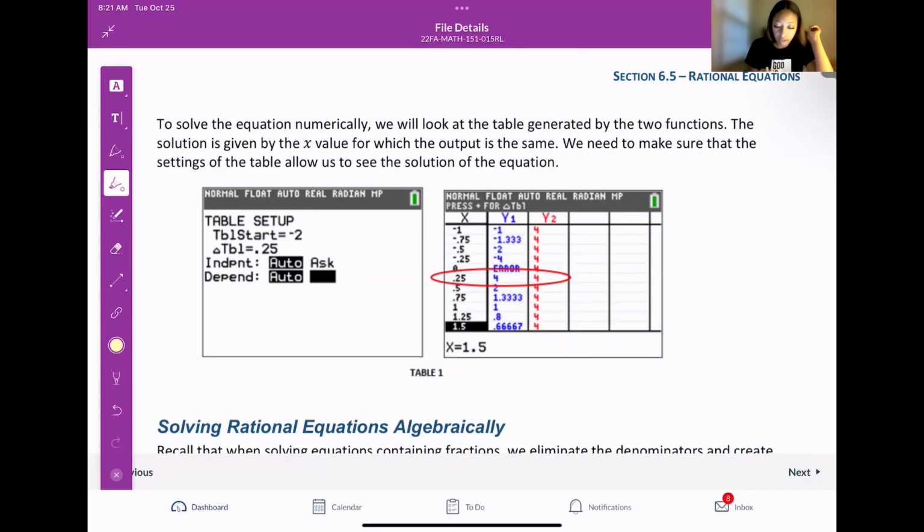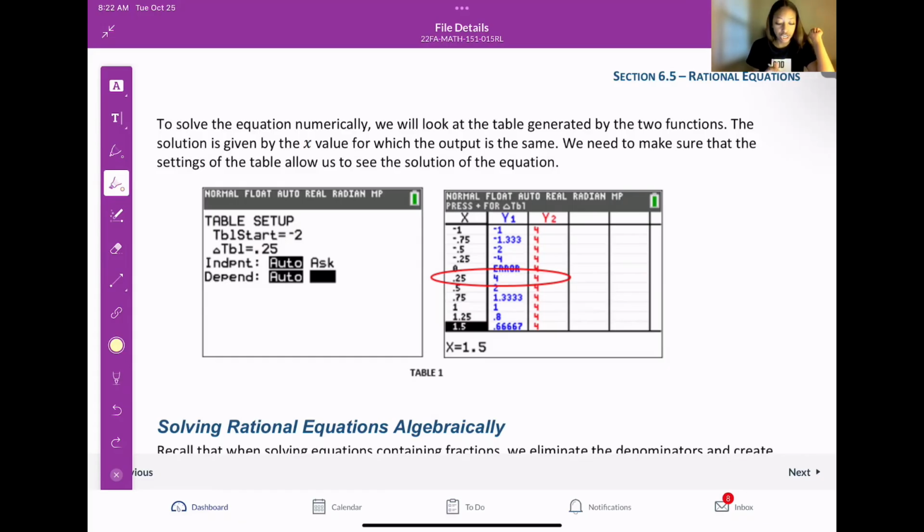Notice here a couple of small differences though. Normally, your calculator is going to be set up to where it's starting at 0, and that delta table is usually 1. That means that the calculator is going to choose x values that go up by 1: 0, 1, 2, 3, 4, 5, 6. But sometimes our answers are going to be decimals. So we might want the calculator to also show us some numbers in between the integers.